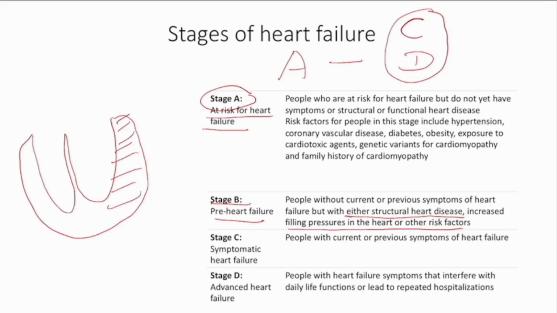Or somebody has got an aortic stenosis. He is asymptomatic now. Again, has got a structural problem. So it's a pre-heart failure. So hope the pre-heart failure concept is clear to you. Pre-heart failure means the patient has got no symptoms now or previously, but has got a structural heart disease or increased filling pressures in the heart. So somebody has got a diastolic dysfunction.